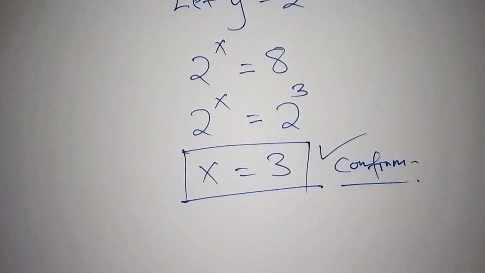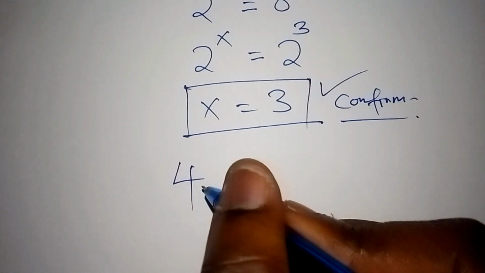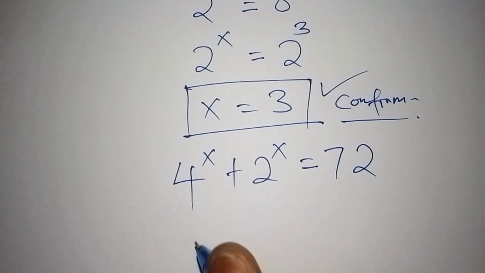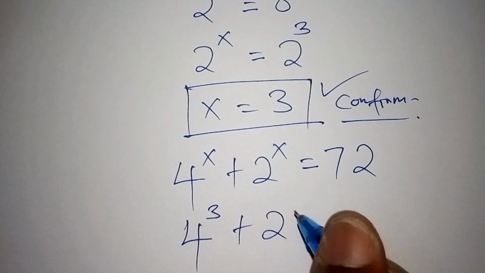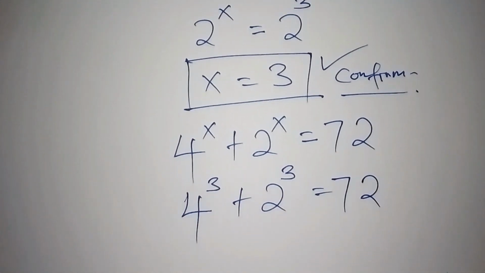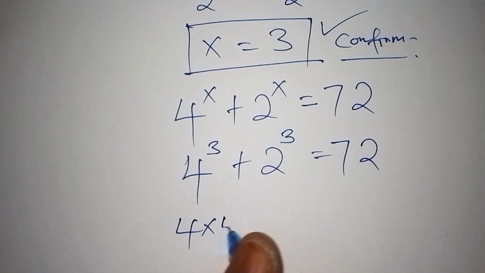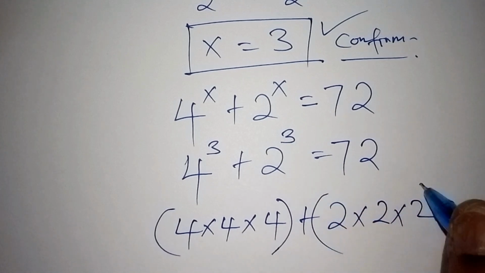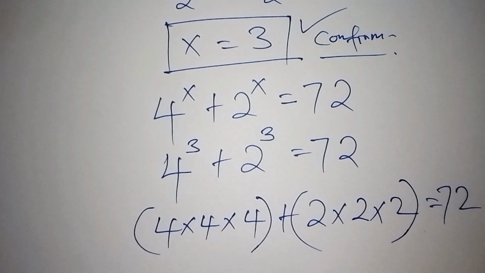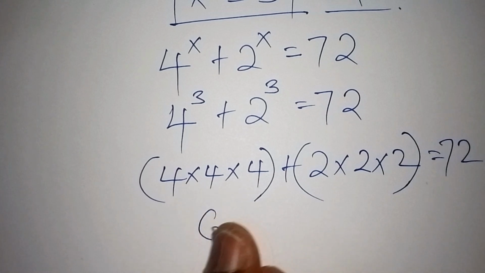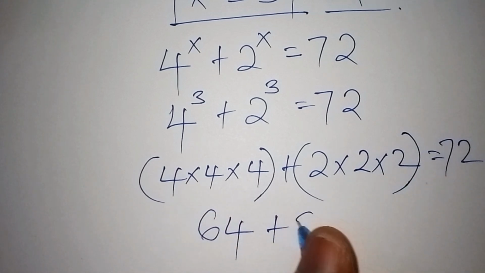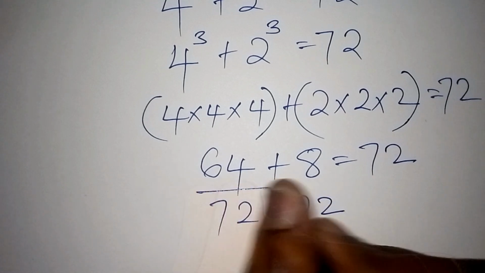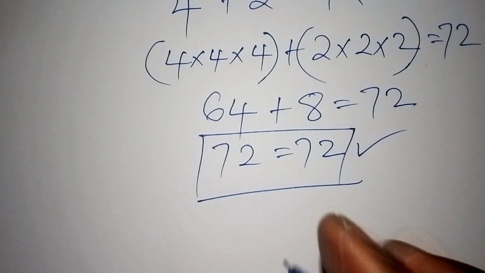Our question was 4 to the power of x plus 2 to the power of x is equal to 72. Where x is 3, we have 4 to the power of 3 plus 2 to the power of 3 is equal to 72. 4 to the power of 3 is 4 multiplied by 4 multiplied by 4, which is 64, plus 2 to the power of 3, which is 2 multiplied by 2 is 4, times 2 is 8. So 64 plus 8 is 72, which is equal to 72. So we are correct that our value for x is equal to 3.